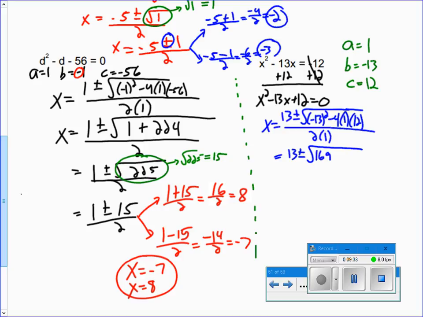13 squared, 169. That one's on your calculator sheet. And 4 times 1 is 4 times 12 is 48. Now I've got 13 plus or minus. We subtract those two. 121. Alright, again, we look square root of 121 is 11. So we can simplify this more.